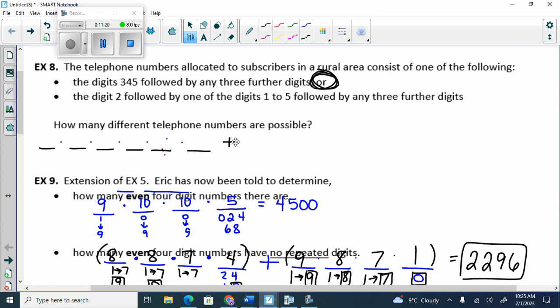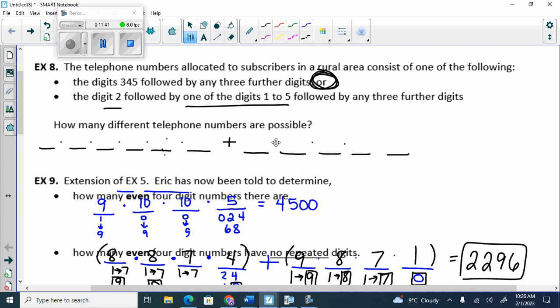The next case is the digit 2, followed by one of the digits 1 to 5, followed by 3 further digits. And now in your head you might be like, one's a 6 number and then one's a 5? Like that can't be real. It doesn't have to follow rules. They can make up what they want, right?